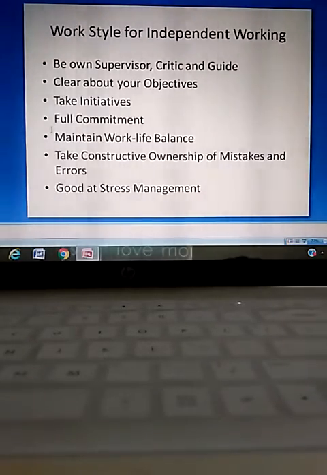And the last one is be good at stress management. As an independent worker, it is very important to be good at handling stress. Suppose you have accepted a challenging work that requires lots of hard work. At that time, if you are alone as the independent worker, you feel the stress. So you have to manage your stress properly, student, and that is very important. Thank you, student.